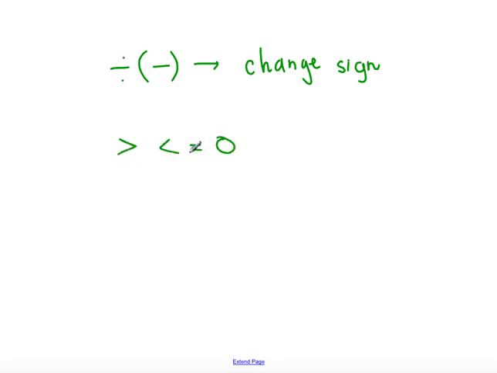So just a few key things to remember. If you divide by a negative, you have to change your sign. So greater than becomes less than, and less than becomes greater than. Greater than or less than has an open dot. I don't want to confuse you. Equal to does not include the open dot. And then the greater than or equal to or the less than or equal to has the closed dot.